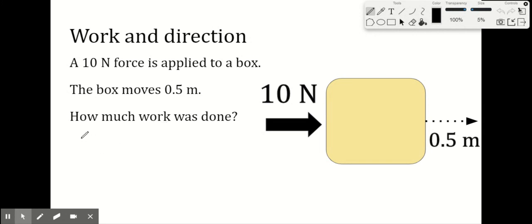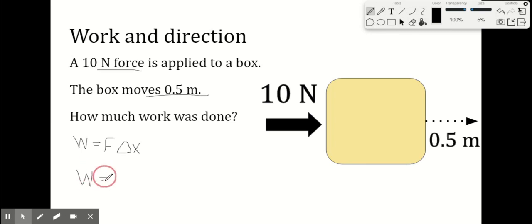By now, you should hopefully have memorized our work equation, which is W equals force times the change in position. And so this equation should be really easy to solve right now. So I want you to go ahead and plug in our force that we know and our change in position that we know and figure out how much work was done.